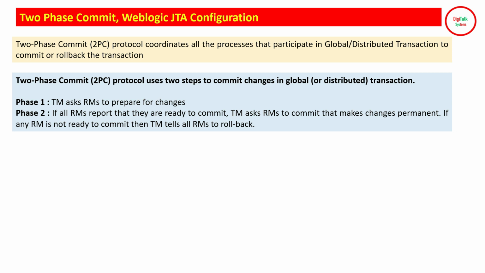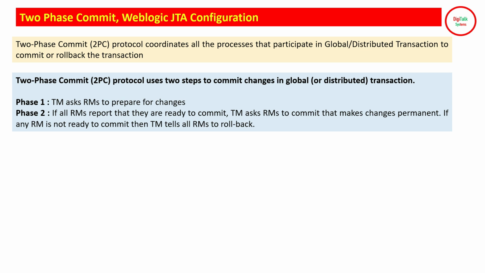Okay, so now in our example where we were doing the transfer of money, in the first phase, the transaction manager asks the resource manager to prepare for changes. In our example, we have two resource managers, the database of bank one and the database of bank two. So now your transaction manager, which is the WebLogic server, in phase one will ask the resource managers to prepare for the changes.